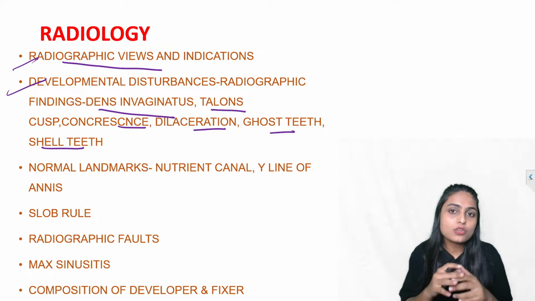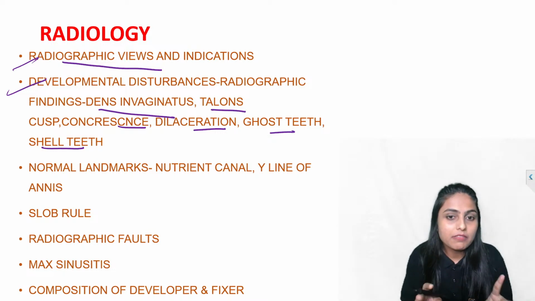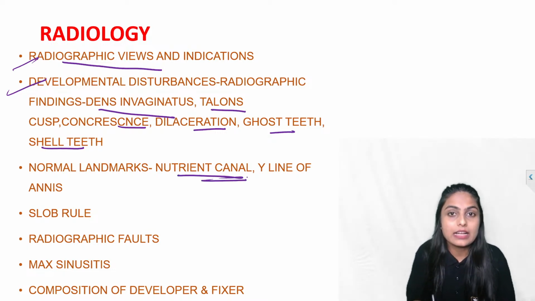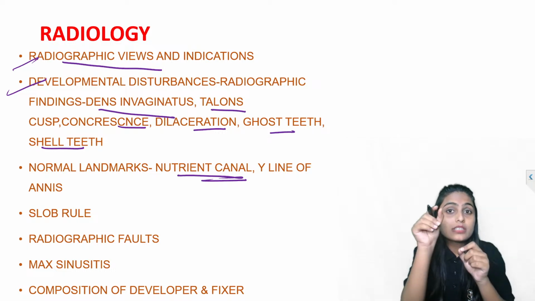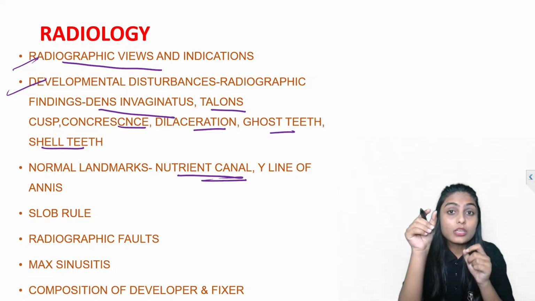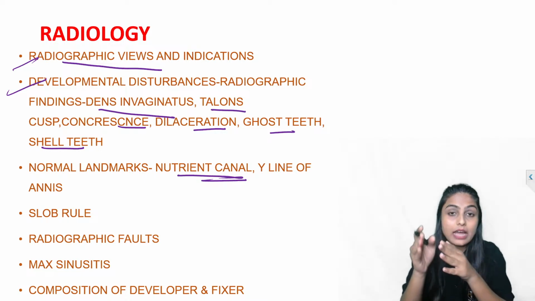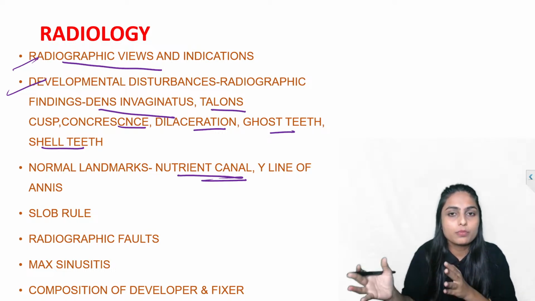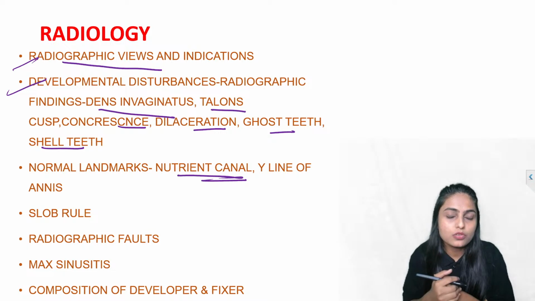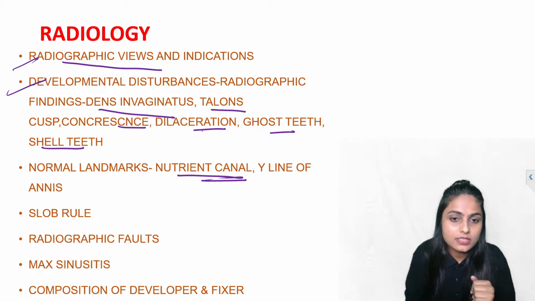Next is normal anatomic landmarks, and there are two landmarks which were asked in PYQs. First is nutrient canals. Nutrient canals will be seen as radiolucent uniform bands running below the incisors, most commonly below the incisors. They can also be seen below the molars, but most commonly the incisors, right?